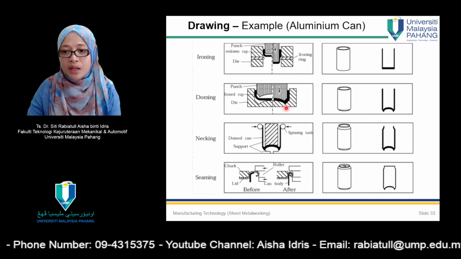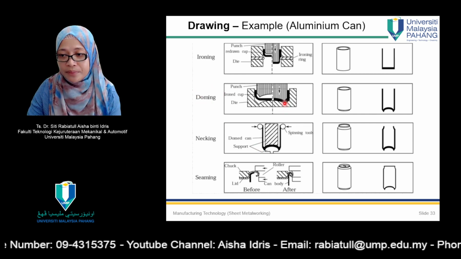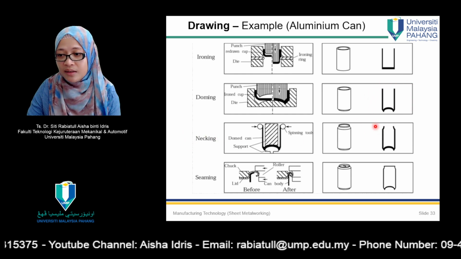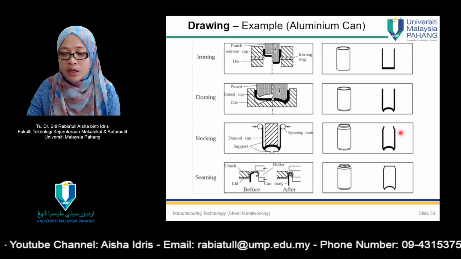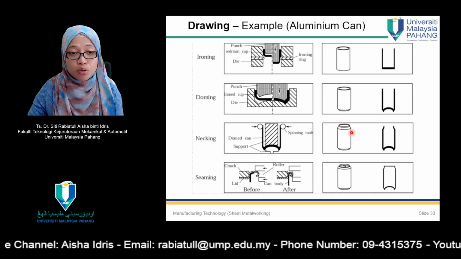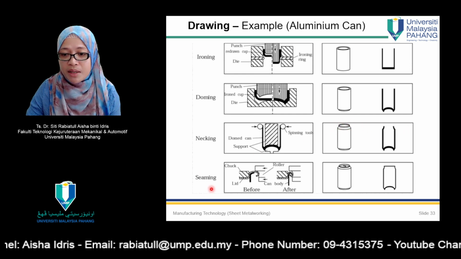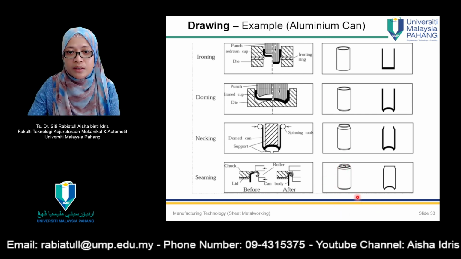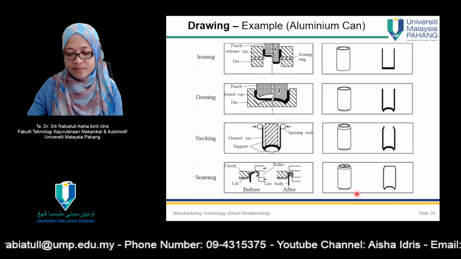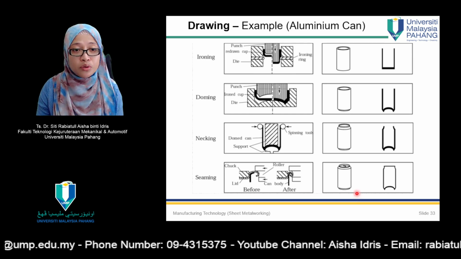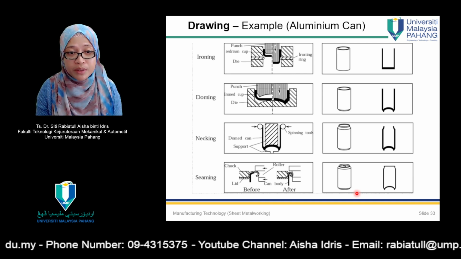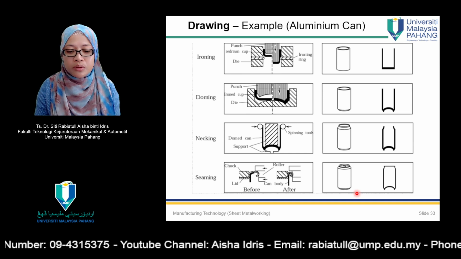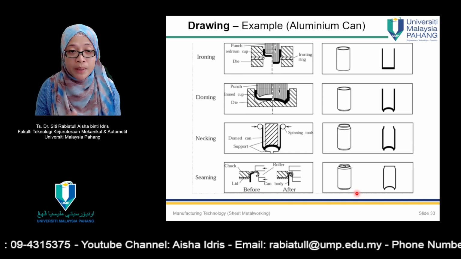After that, doming to produce this shape. Okay, so you'll see the illustration over here. After that, necking, neck over there, to close the top. And then seaming the other part there. Okay, so that is the complete process to produce an aluminum can. The same goes for other types of aluminum cans, bottles, bottles which are made from metal.